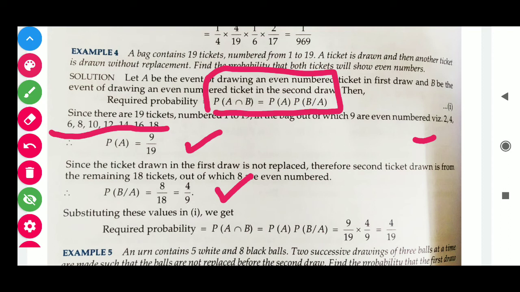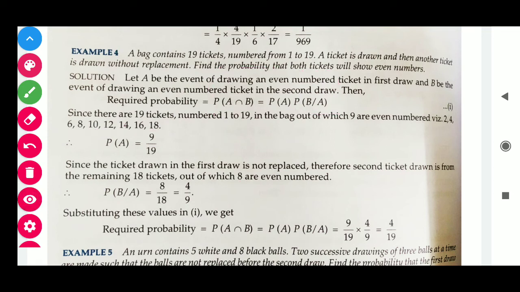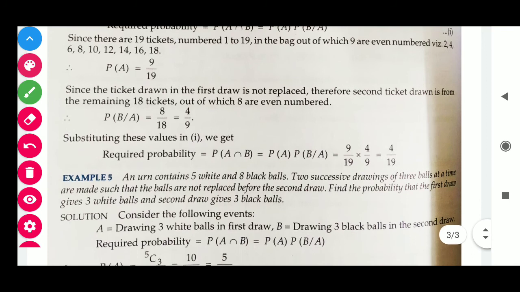If we select an even number again from these tickets, then its probability is 8 over 18 and we write it as probability B over A because event A has already occurred. So the required probability will be probability A intersection B is equal to probability A times probability B over A. By using the above calculated values, we get the answer 4 over 19.